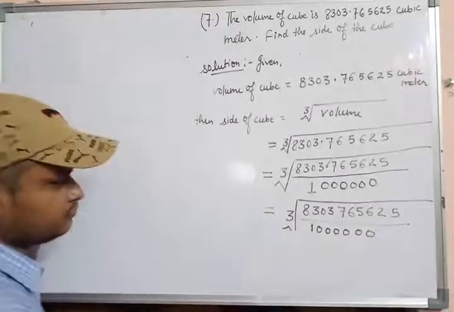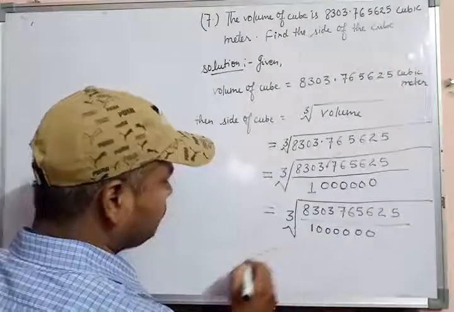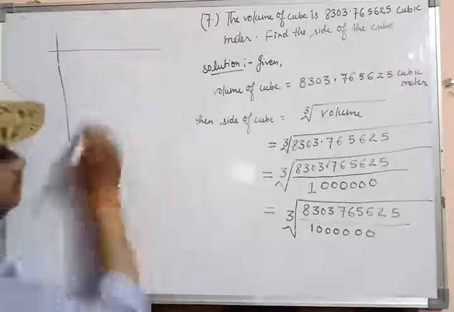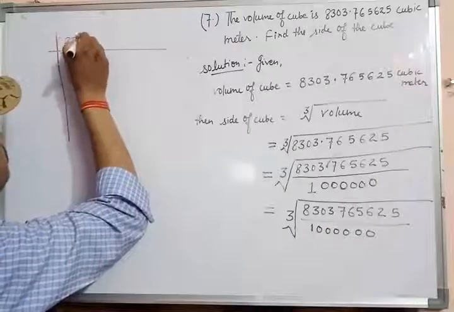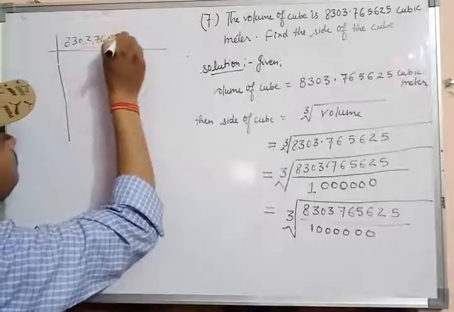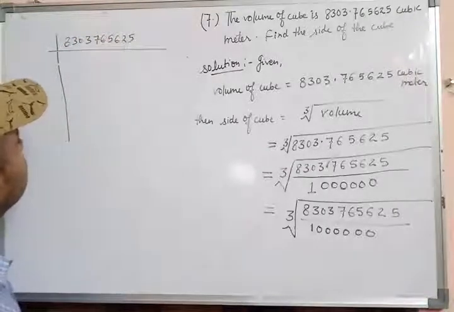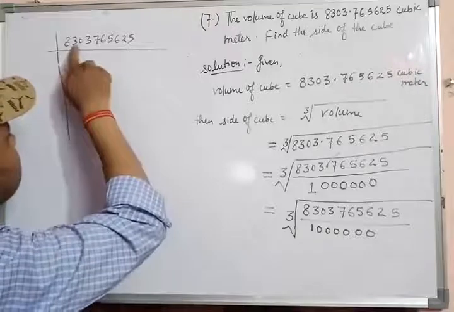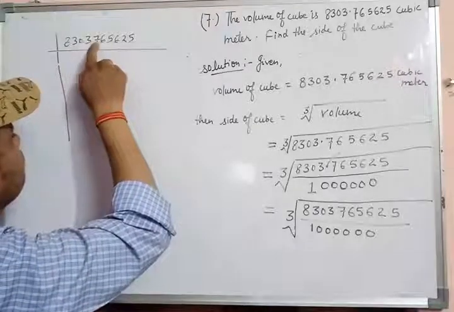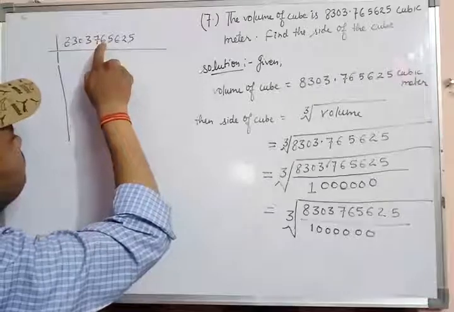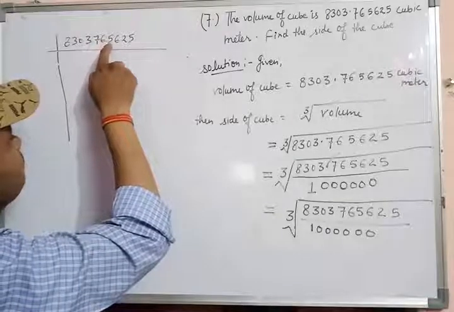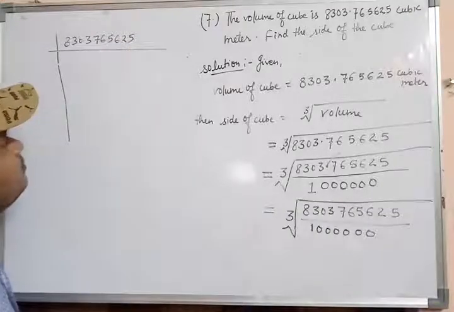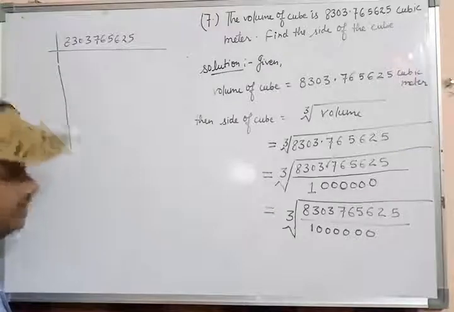Now first of all you have to find the factors of this number 8303765625. 8, 3, 11, 11, 3, 14, 14 or 7, 21, 21 or 6, 27, 27 or 5, 32, 32 or 6, 38, 38 or 2, 40, 40, and this number is divisible by 5 also. Let me check.